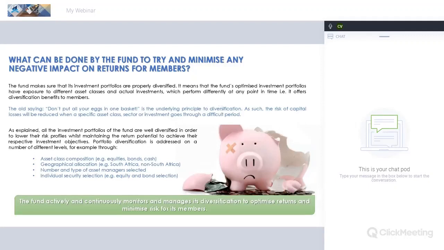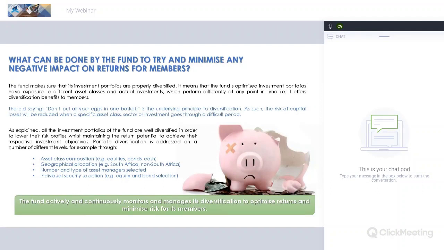So, what does the fund do to try and minimize any negative impact on returns for members? The answer to this is basically diversification. It boils down to the old saying, don't put all your eggs in one basket. The principle basically is just to say that one asset class or investment will perform differently from another asset class or investment under different economic scenarios and conditions.